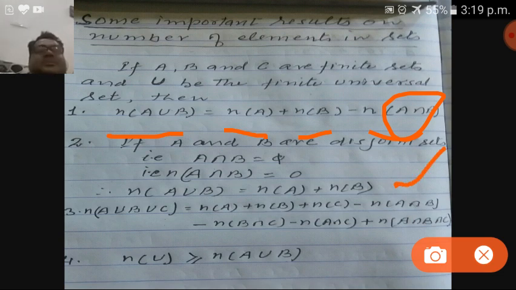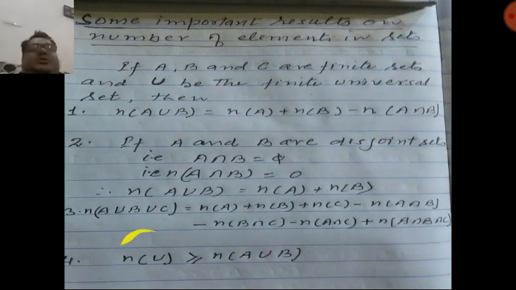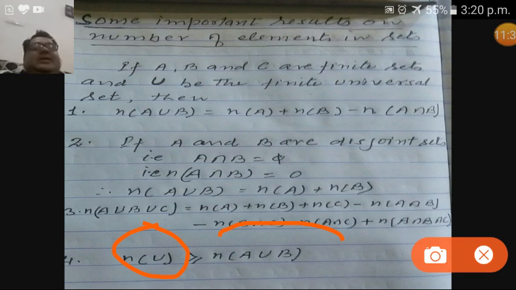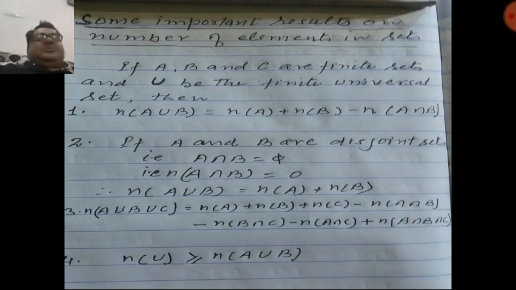Okay? Clear? Now, cardinal number of A union B union C is equal to cardinal number of A plus cardinal number of B plus cardinal number of C minus cardinal number of A intersection B minus cardinal number of A intersection C minus cardinal number of B intersection C plus cardinal number of A intersection B intersection C. One more thing you will have to keep in mind is that the cardinal number of the universal set is always greater than or equal to the cardinal number of A union B or A union B union C. Okay, let us do one question based on these results.